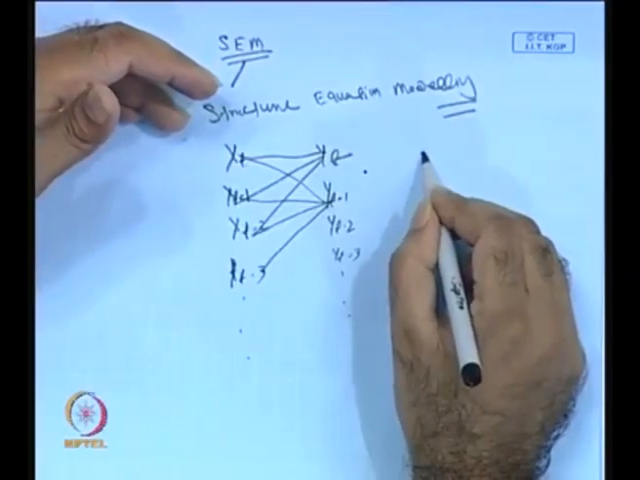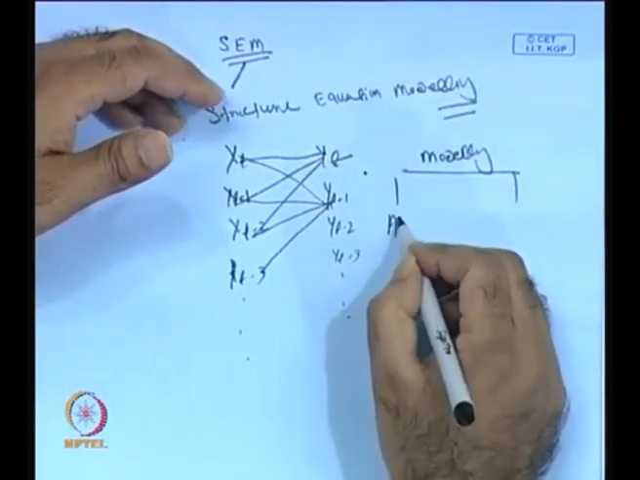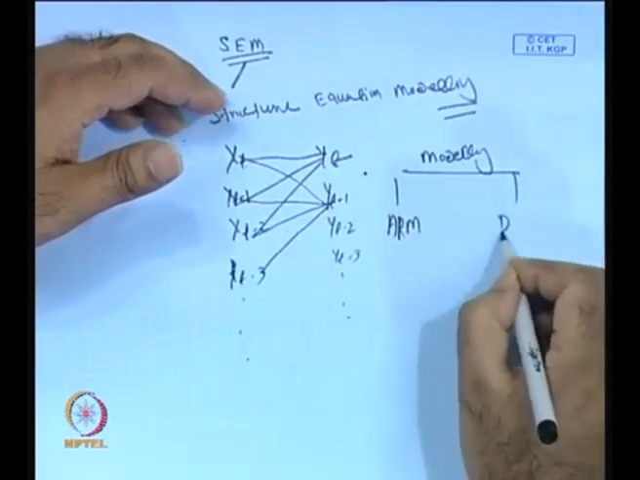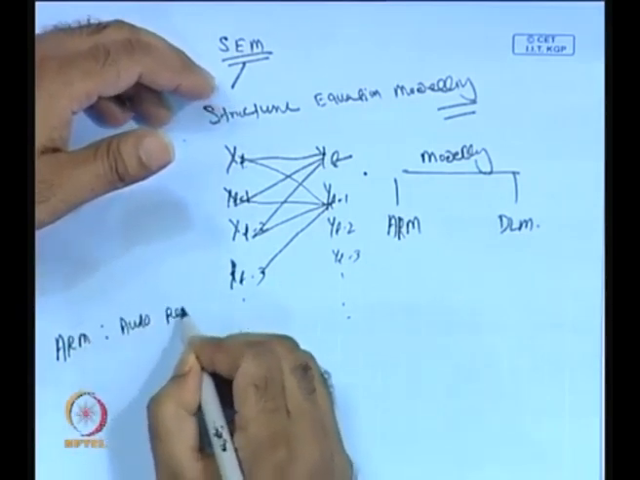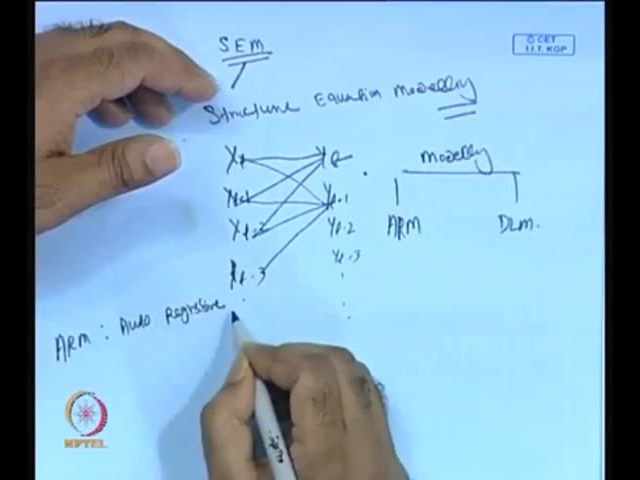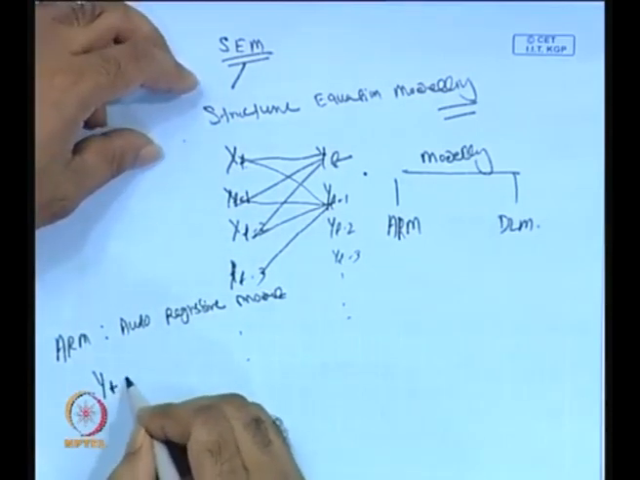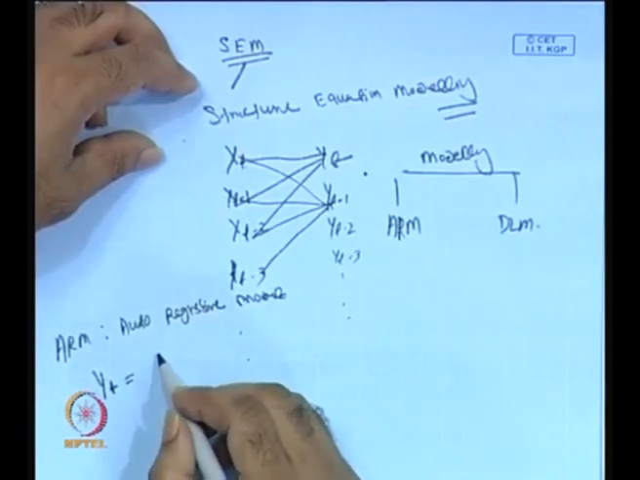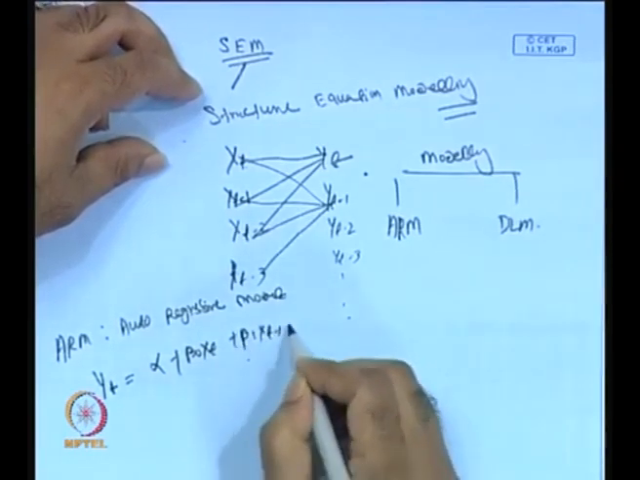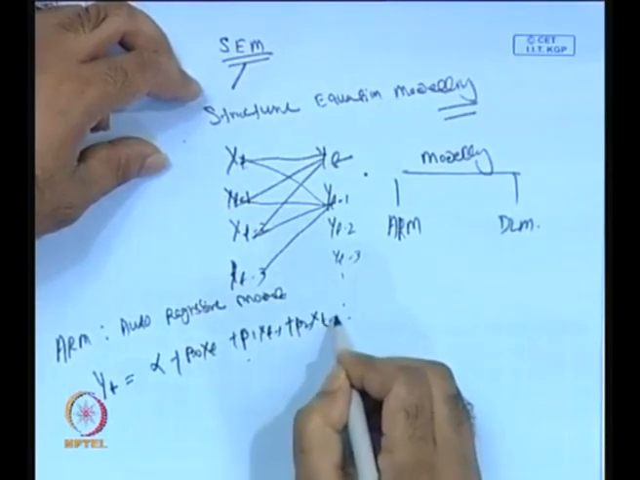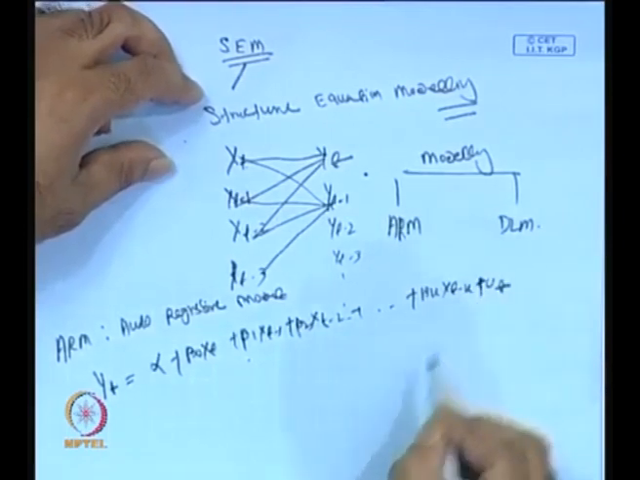So time series modeling is basically divided into two parts. It is called autoregressive models, and this is called distributive lag models. ARM stands for autoregressive models. Autoregressive models we can write this way: yt equal to alpha plus beta 0 xt plus beta 1 xt minus 1, plus beta 2 xt minus 2, it will continue, plus beta k xt minus k plus ut. This is one type of autoregressive model.